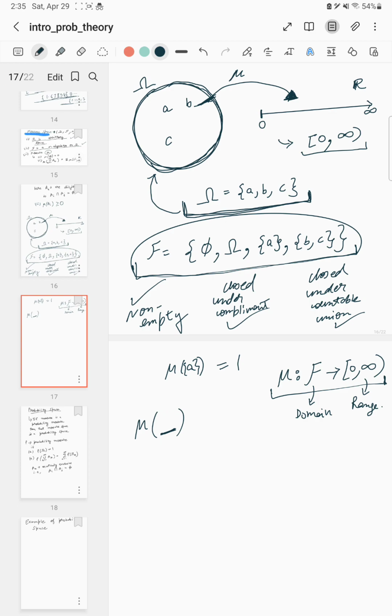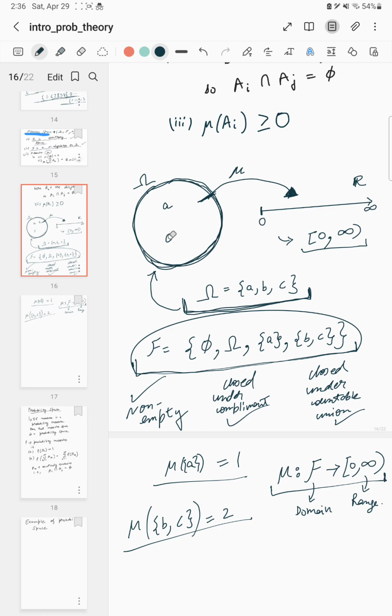Okay, so let's say mu of the set BC, let's say this is 2. So basically this means that, let's say it has A, B and C. So this is a set, this is another set inside the sigma algebra F. So mu will point from BC to 2. Similarly, mu of A would point to 1.